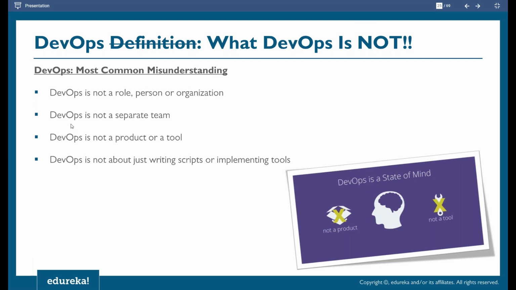Then DevOps is not a separate team. DevOps is not a product or a tool. As I said, just because you know 5 tools, you can't say you achieved nirvana. That's where things get started. That's where things get difficult from. So it's not really a product, or a single tool, or a set of tools. Now DevOps is not just about writing scripts or implementing tools. As I said initially, understanding the concepts of why we are using things is really important.